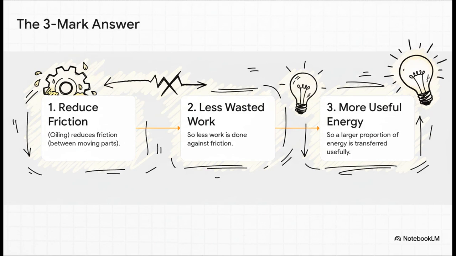So for the full 3 marks, you need to connect the dots. Point 1, oiling reduces friction. Simple enough. Point 2, because there's less friction, less work is done fighting against it, which means less energy is wasted as heat. And point 3, the knockout punch. If less energy is wasted, then a bigger slice of the total energy gets transferred usefully. And that is the very definition of being more efficient.